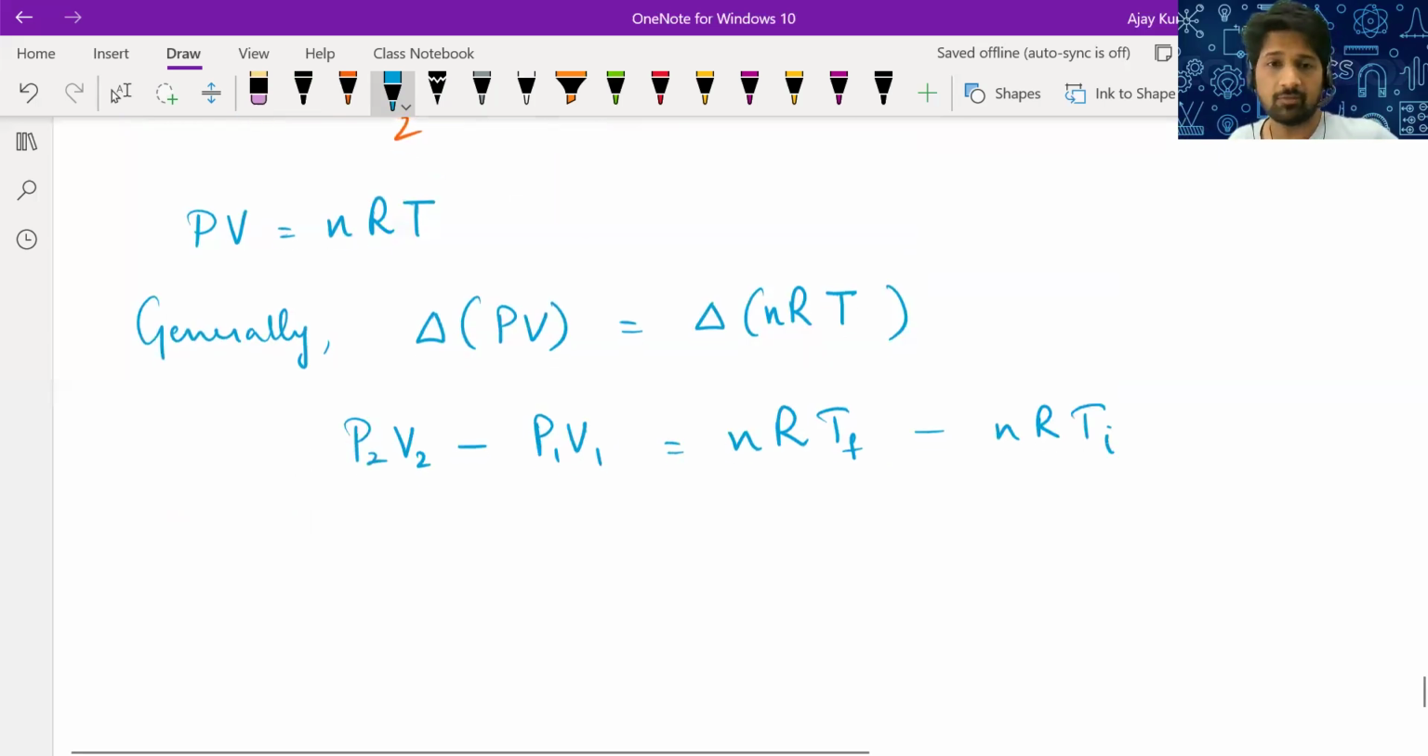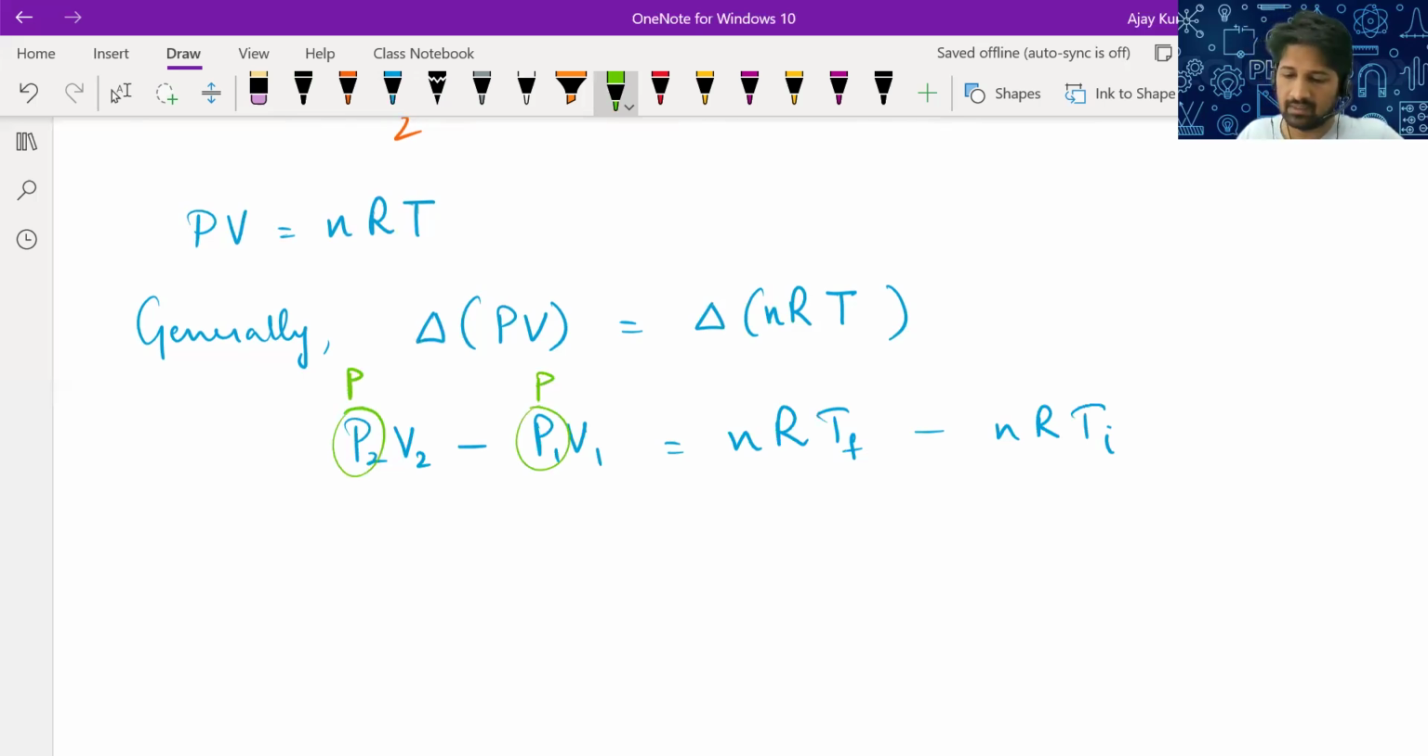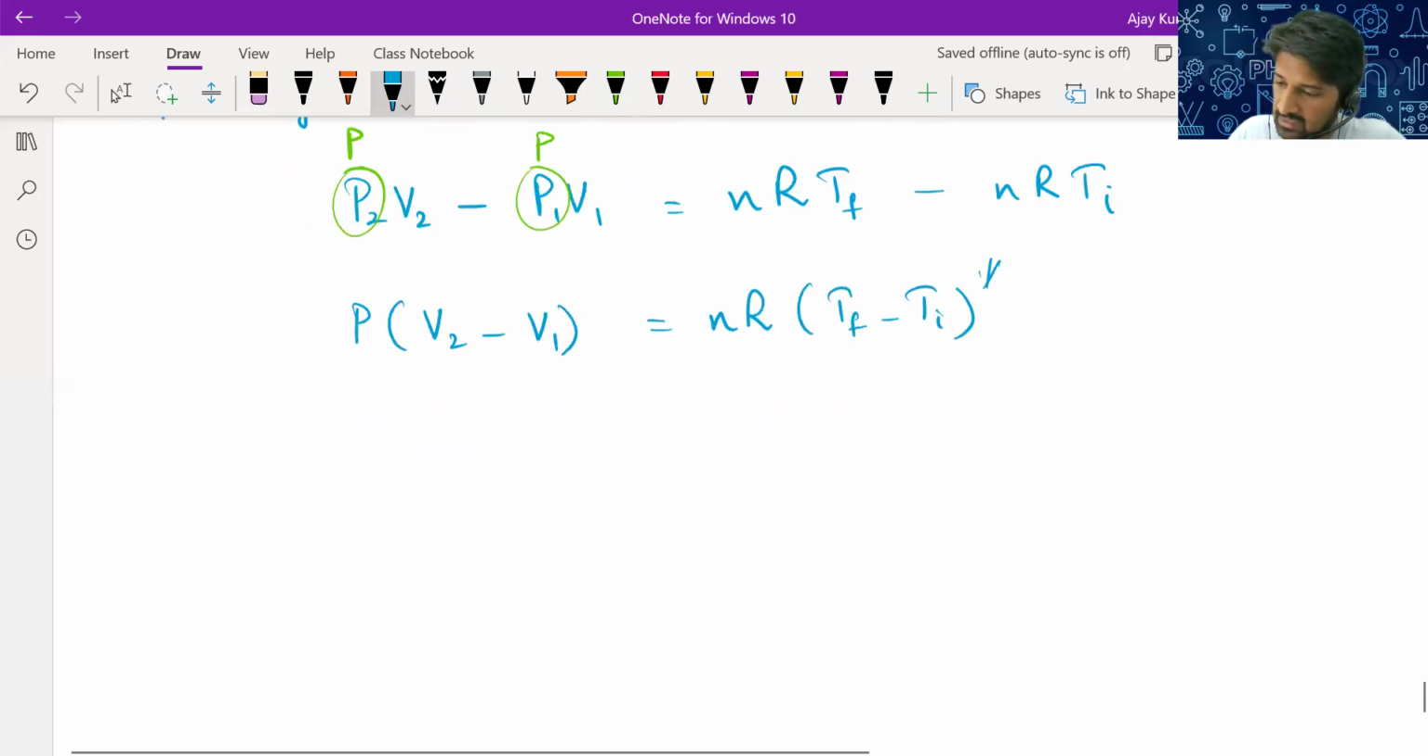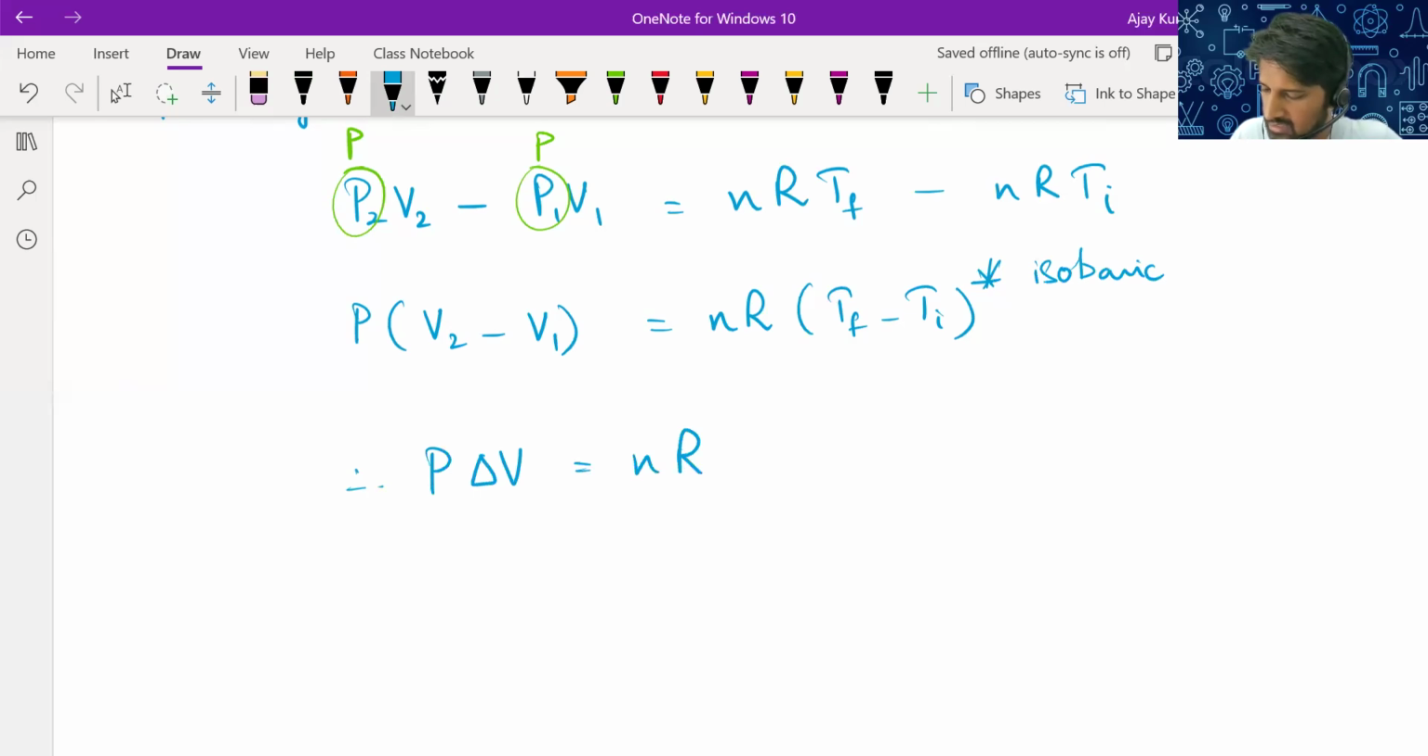Okay. Now, what kind of process are we talking about? Isobaric process means pressure remains constant. Pressure constant means what? P2 is same as P1. You can call it as P. Then, if you take P common on the left hand side, you will be left with V2 minus V1. And on the right hand side, you can take nR common. You will be left with T final minus T initial. Now see, here I'll have to put a star because this step is valid only for an isobaric process. Pressure has to be constant. Therefore, you can write pressure into change in volume is nR into change in temperature. So nR delta T can be replaced with P delta V.